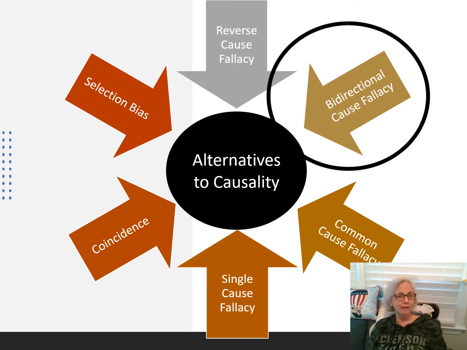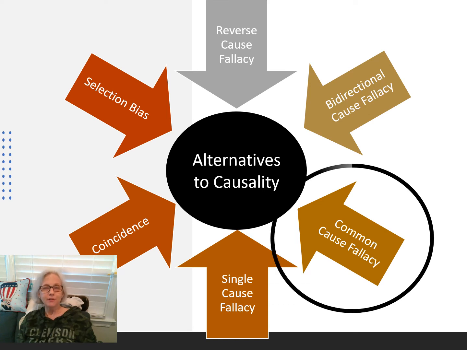Or perhaps we have a bidirectional cause fallacy. That is, advertising causes increased sales, and increased sales causes us to spend more on advertising. It's possible we have a common cause fallacy where there is another factor that causes both A and B. This is similar to the increase in shark bites and ice cream sales, which is of course a simplistic example.